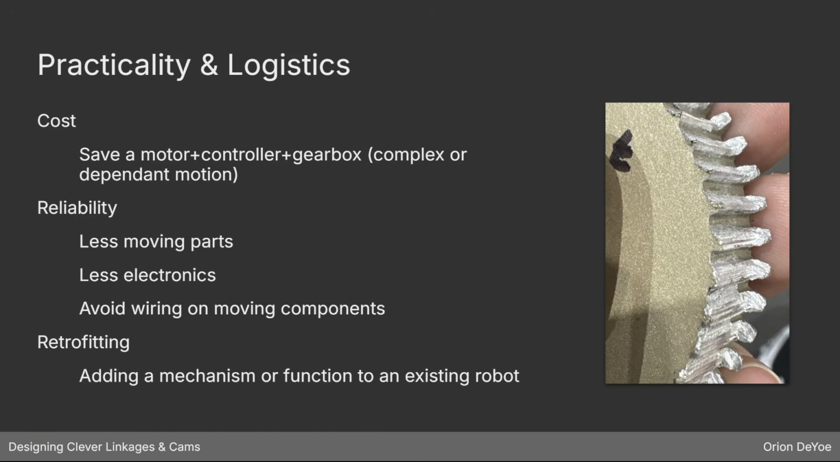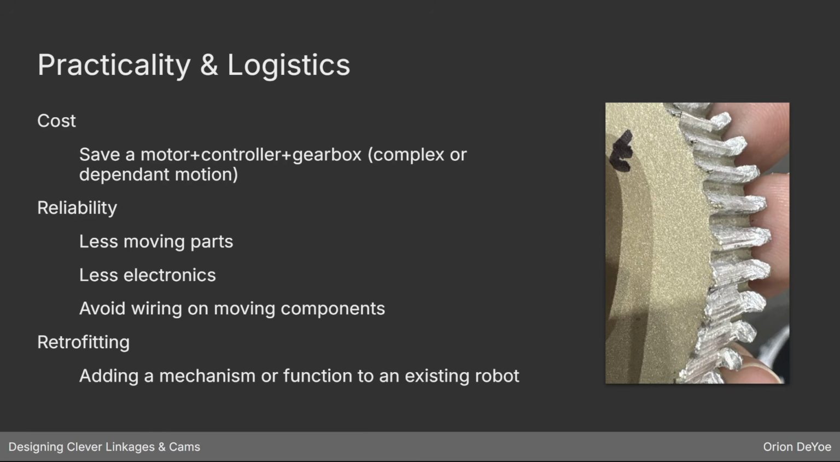So here's some logistical considerations. A lot of times you can save a motor or gearbox, like I mentioned, with a linkage or a cam, and that can save you money. In terms of reliability, you can have fewer moving parts or fewer parts that are rubbing on each other potentially.